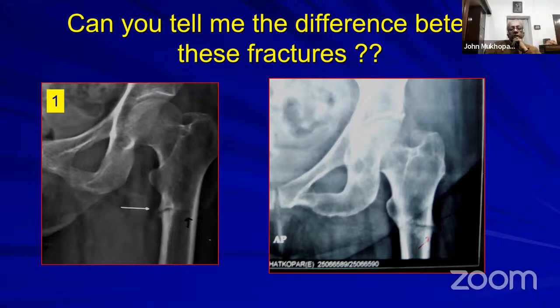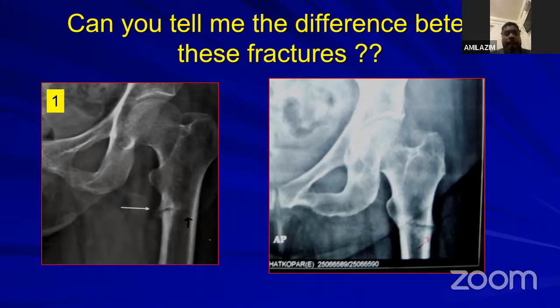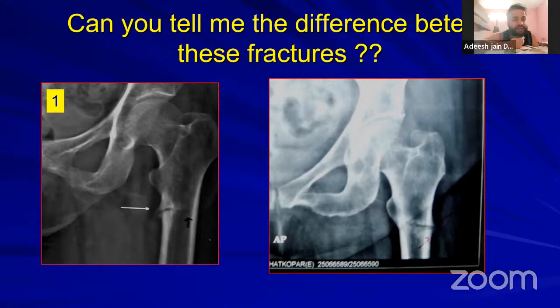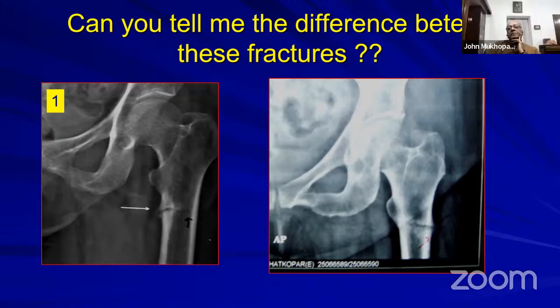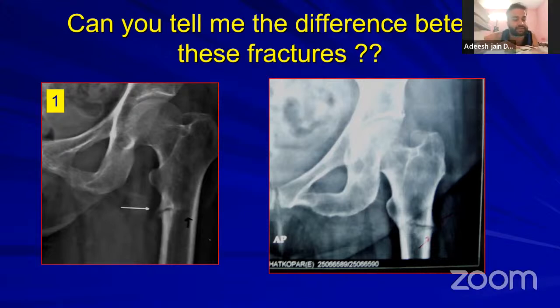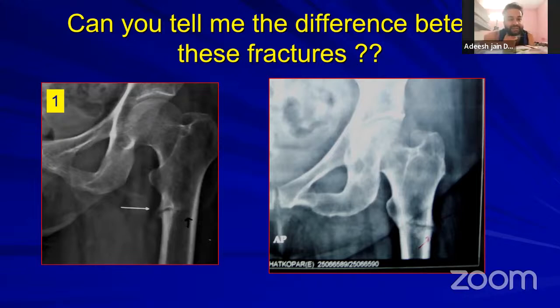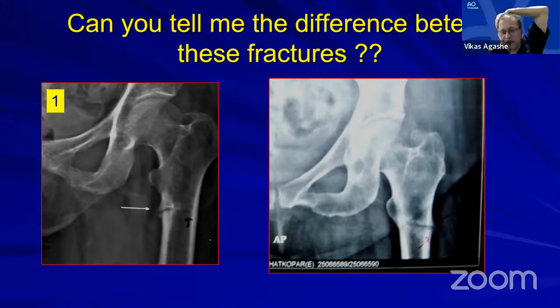Which side do they involve? Left side, sir. They're both left, but which side of the bone? In the left X-ray the medial side is involved, and in the right X-ray the lateral cortex is involved. So what does that mean? It might be a kind of greenstick fracture. Are greenstick fractures common in adults? No, sir. They are seen in children. So one fracture is on the medial side, the other on the lateral side.